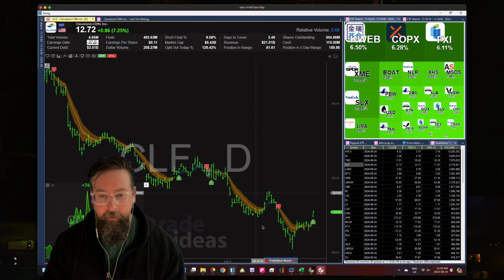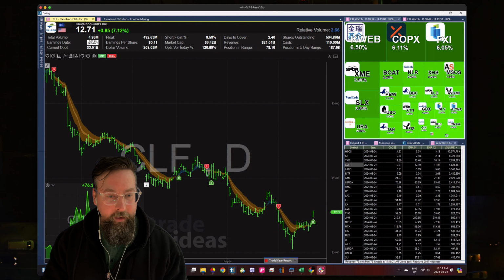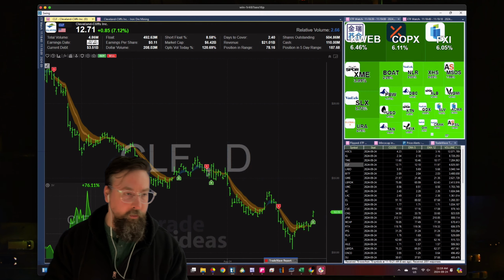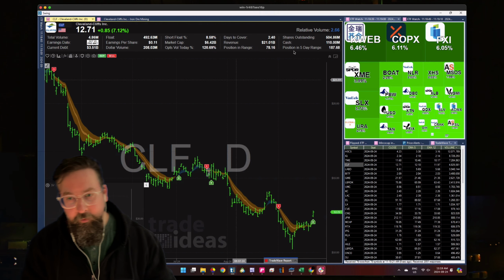And I saw CLF. The first thing I like about CLF is we undercut this low here at about 12.30, and now it looks like we're gapping back through it. The other reason I like it, if you take a look here on the monthly chart, which is behind me, but I'll just switch to it real quick.